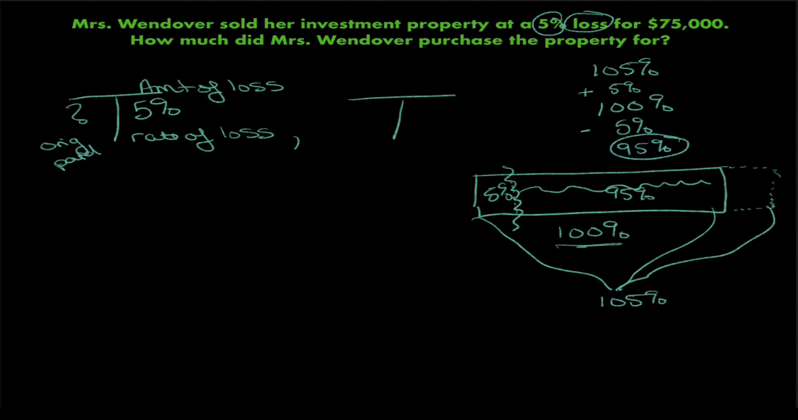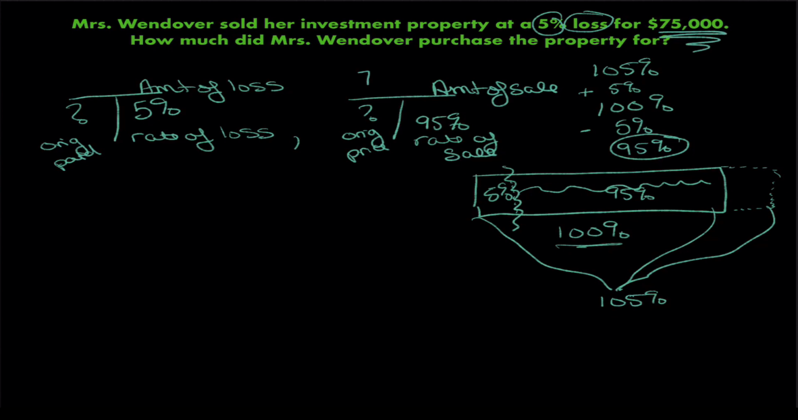So 95% is the rate of sale. And that means up top, we're going to put amount of sale. And we know this sale was 95% less than the original price. We still don't know the original price. In fact, that's what we're looking for. So we do, however, know the amount of sale, which is $75,000.